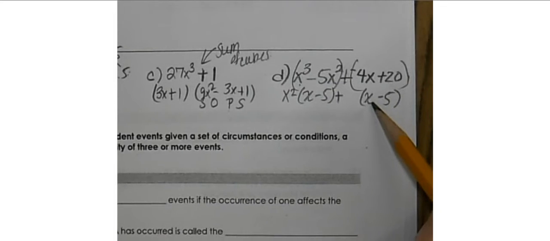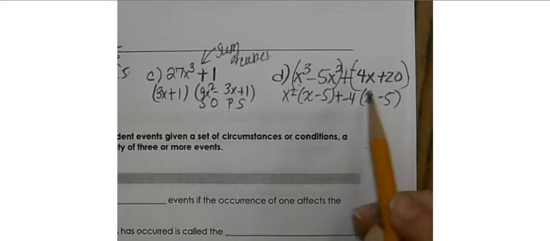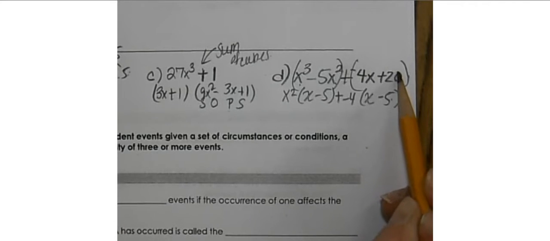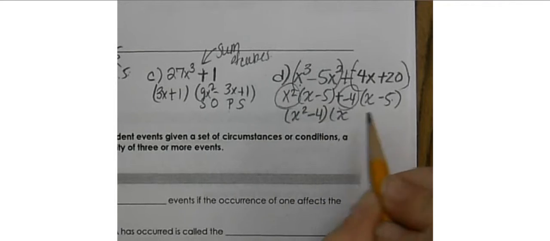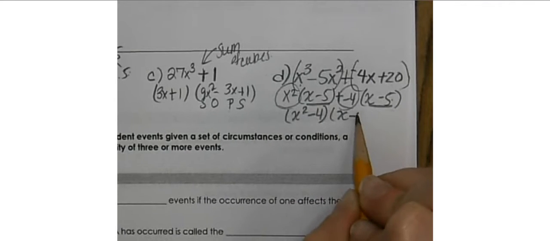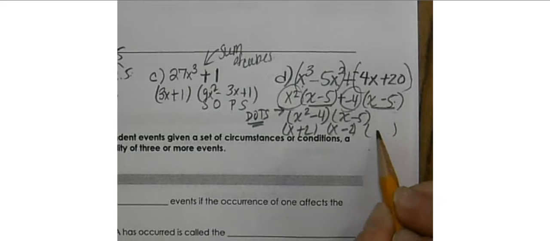So I'm going to ask myself, what times x equals negative 4x? And that's a minus 4. So I'm going to check, is negative 4 times negative 5 positive 20? Why, yes it is. So now I'm going to write a product of my outsiders and my insiders. My outsiders is x squared minus 4 times my insiders, which is an x minus 5. Now, x squared minus 4 is a difference of 2 squares. And I'm going to break that down even further into 2 more parentheses, being x plus 2, x minus 2, and an x minus 5.